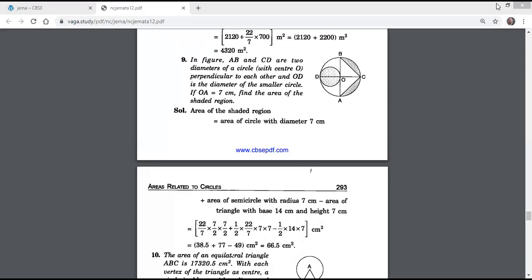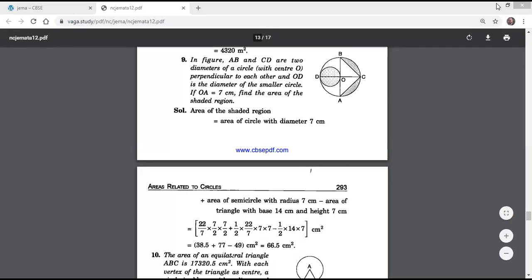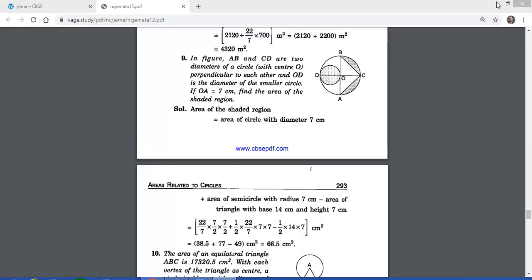So question number 9, the figure AB and CD are given diameters of a circle perpendicular to each other, right? This is perpendicular to each other, and so these angles are all 90 degrees here. So AB and CD are diameters, so it's passing through the center. The length of this is given 7. So obviously the radius is 7. So OA, OB, OC, OD all are 7 each.